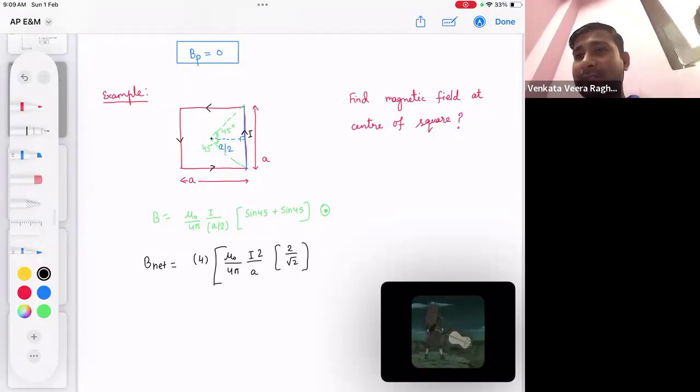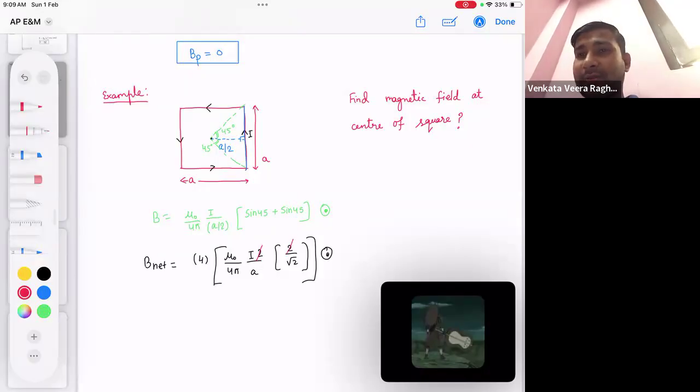Understood? And what is the direction will come? The direction will come out of the plane, because all these magnetic fields are what? Out of the plane. So the net magnetic field also will come what? Out of the plane. You can simplify a little bit and get your final answer.